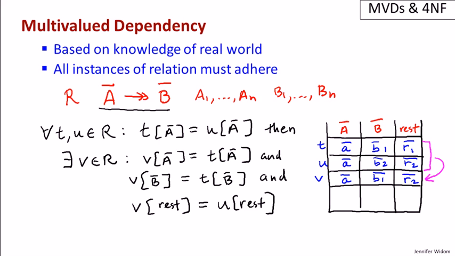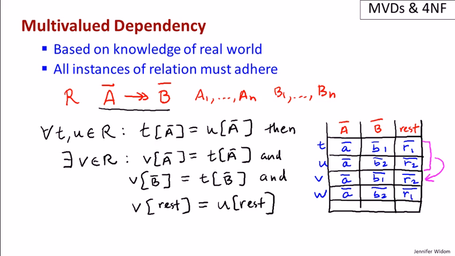Let me swap the roles of T and U and show that we also, with this definition, are guaranteed to have a fourth tuple, and we'll call that fourth tuple W. By swapping the roles of T and U, W has again the same A value. Now it will take its B value from U, and that will give us B2, and we'll take its rest value from T, and that gives us R1.